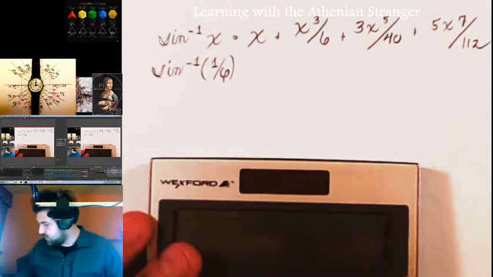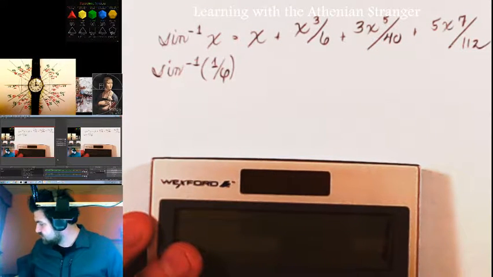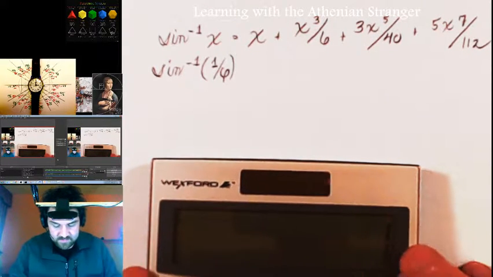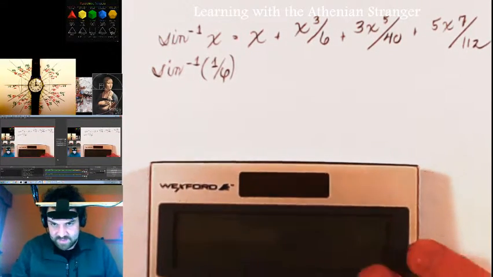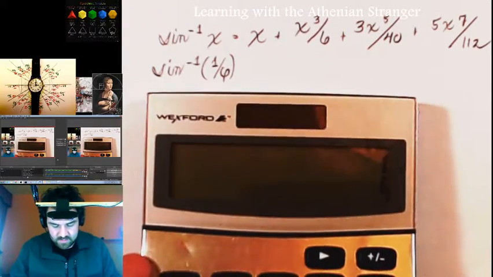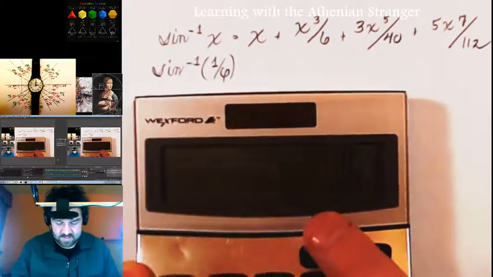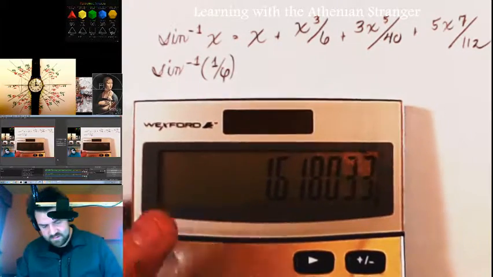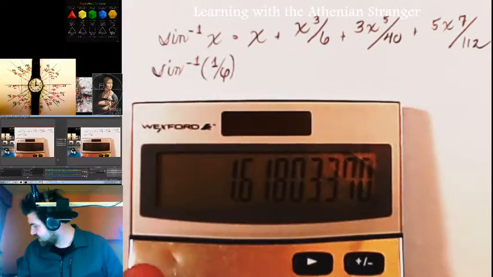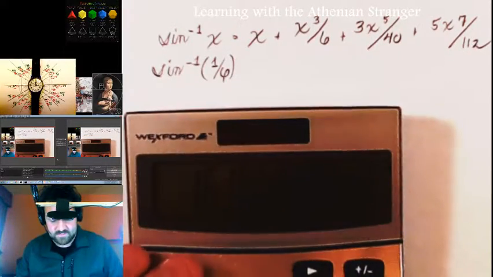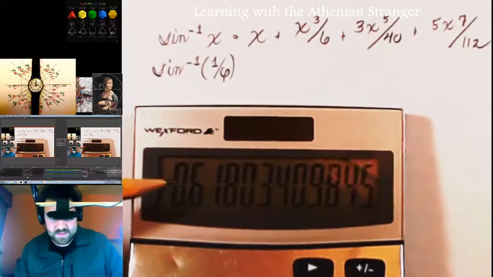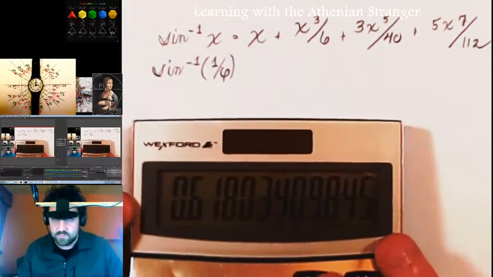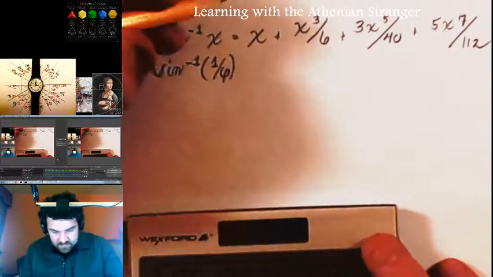Phi equals 1.618033701154. Right, so I'm going to take 1 divided by that number. 1 divided by 1.618033701154. And I get this decimal right here. Now you might think, wow, that's a long number. Let's use the whole thing, okay?